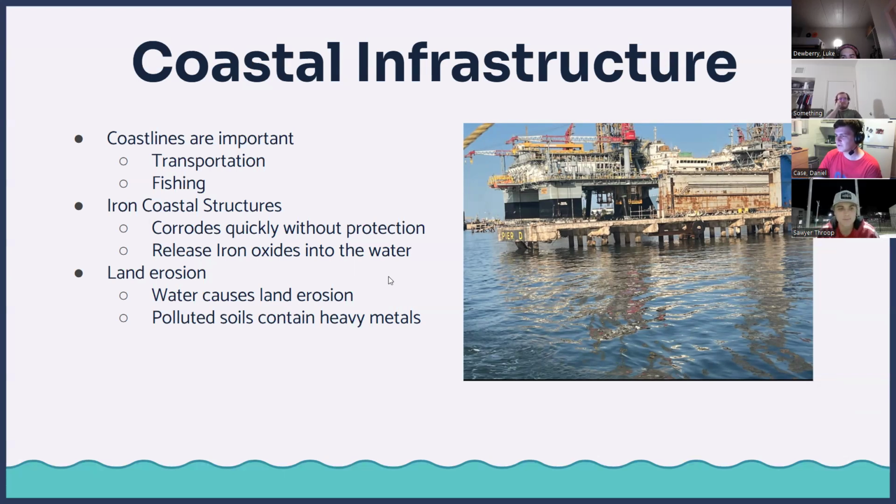Depending on the function of these structures, they may also pollute the water directly or end up polluting the land of the coastline itself, either through direct deposition of pollutants or through the corrosion of the structure, which increases as you get closer to the coast. Heavy metals tend to be a very common pollutant in soils, and when the water erodes the land, the heavy metals end up getting introduced into the ocean environment.